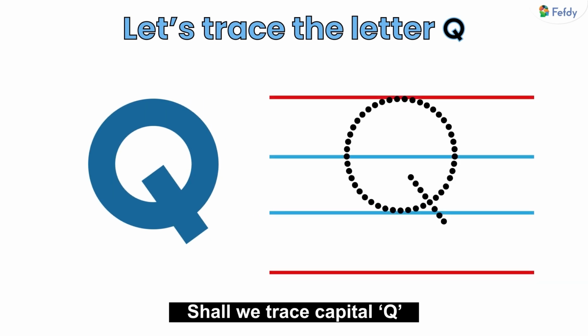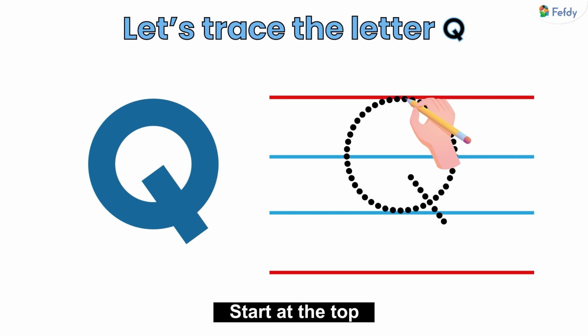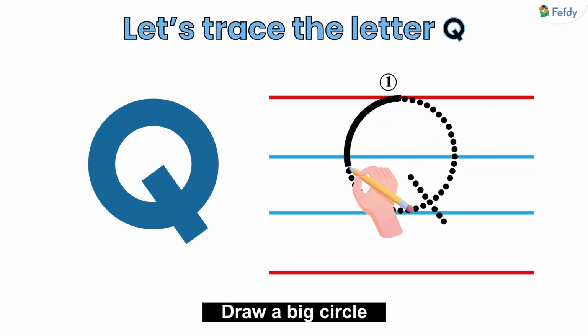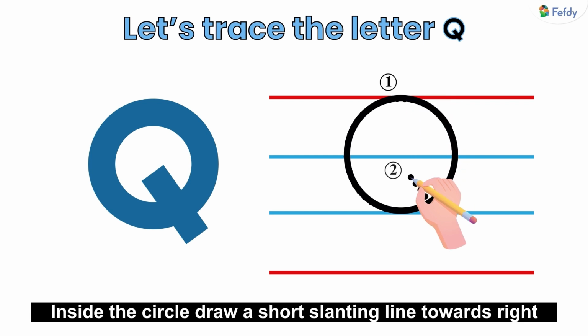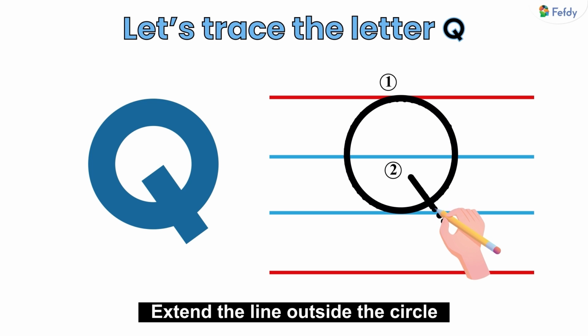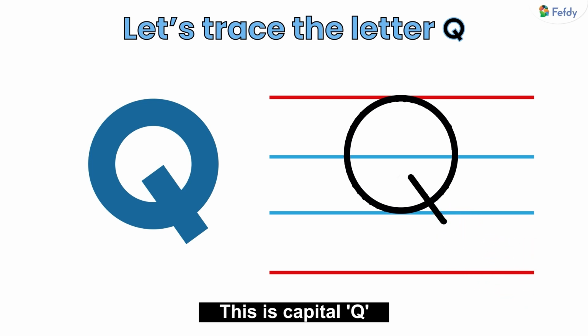Shall we trace capital Q? Start at the top. Draw a big circle. Inside the circle, draw a short slanting line towards right. Extend the line outside the circle. This is capital Q.